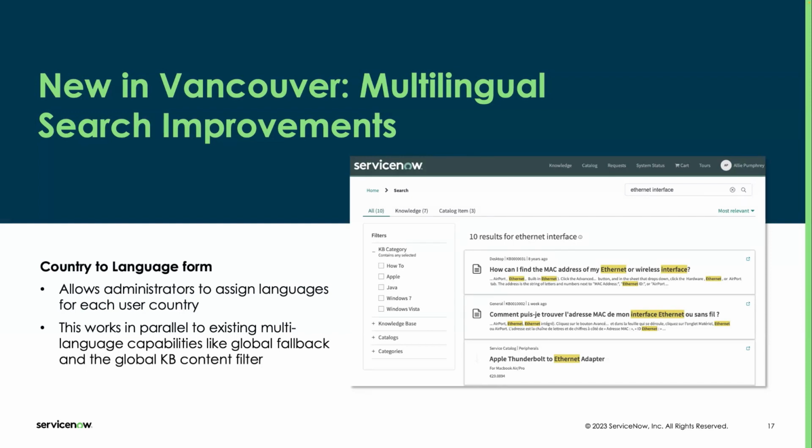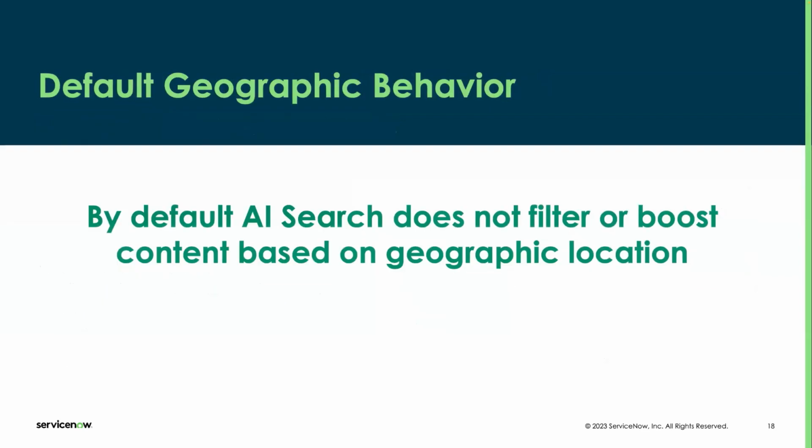So that kind of leads us into our default geographic behavior. And again, looking to be as straightforward as possible here, the default geographic behavior is that there's really no filtering or out-of-the-box boosting based on our geographic location. And because of that, we've put together some guidance on essentially how to accomplish that.